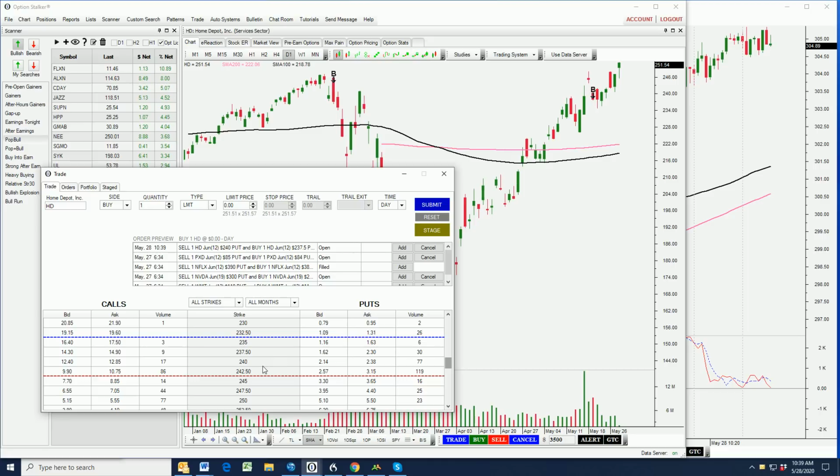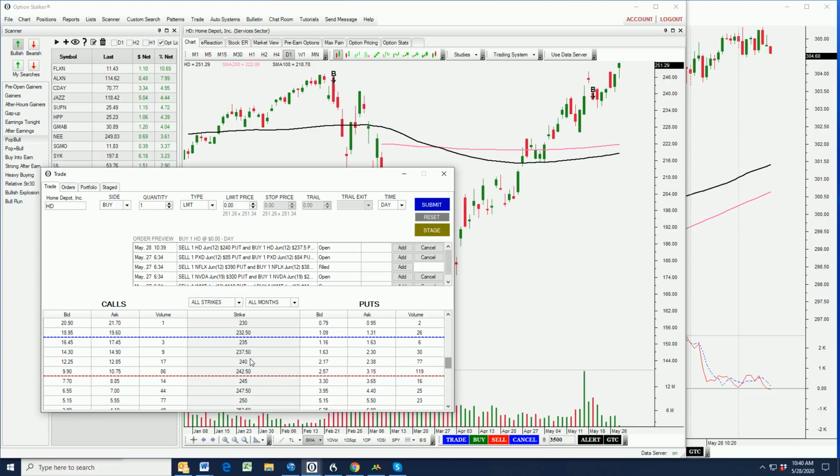So I like selling the 240s, buying the 237.50s, doing that for a 50-cent credit because we've got $2.50 between the strike prices. If I bring in a 50-cent credit, I have to put up $2 for that trade. If I divide 50 cents by the $2 that we have to put up for the trade, that represents a 25% return on the margin that I'm putting up.